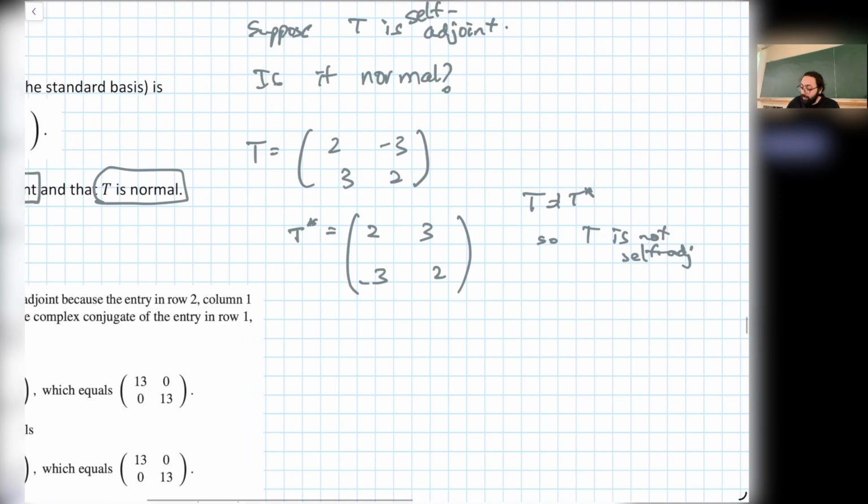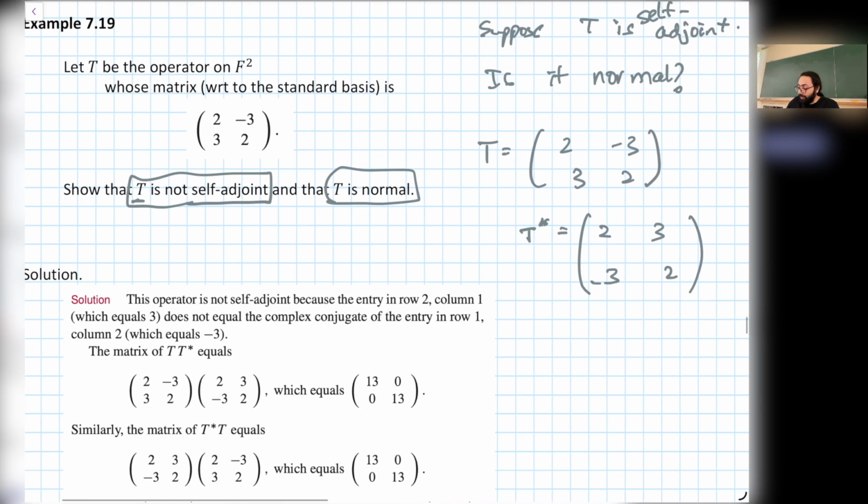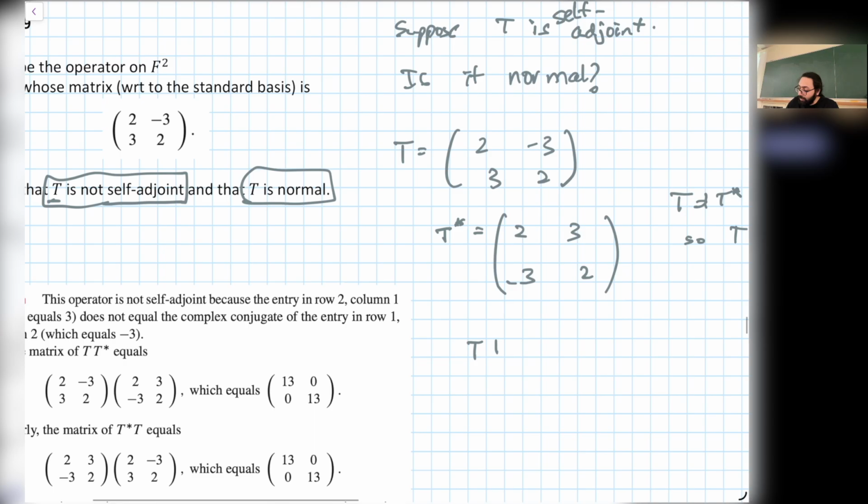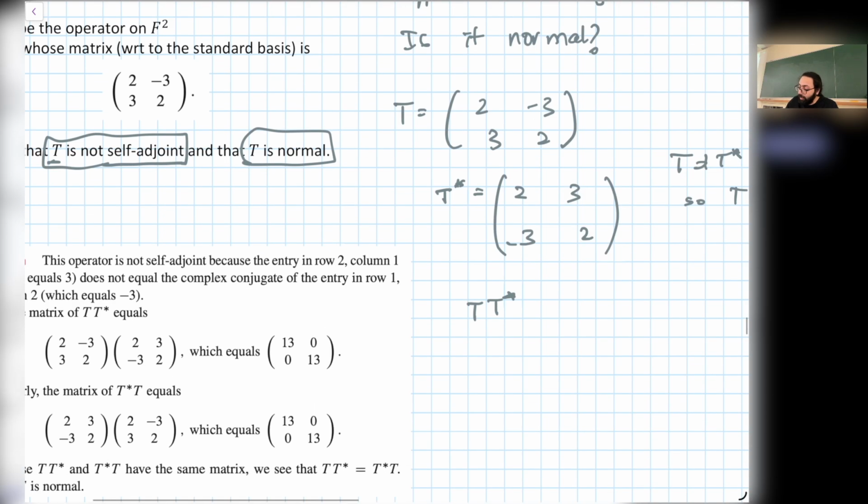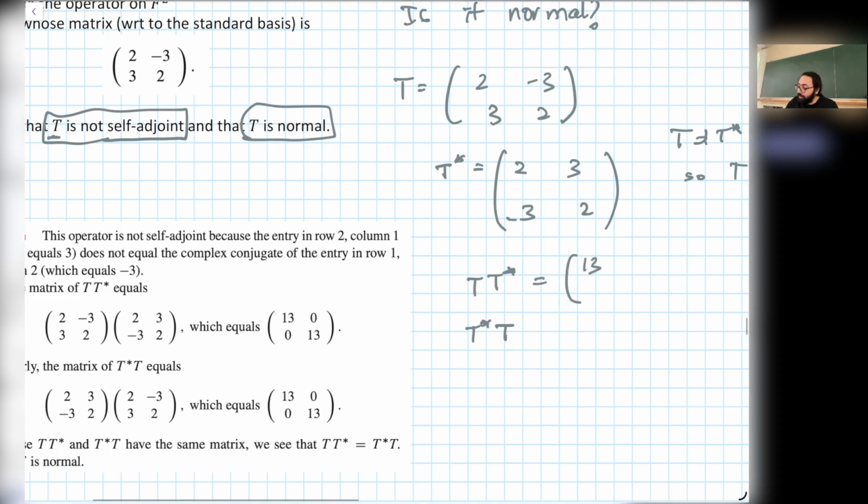Now we have TT star. Now the rest of it is a little bit of calculation. We are going to skip that calculation and just believe the text for now, that when you compute T star T and TT star, in both cases you're going to get 13, 13 along the diagonal. This is a calculation you can check. And what does that mean? It doesn't matter which order you multiply. Reasonable? Any questions? Good. All right.